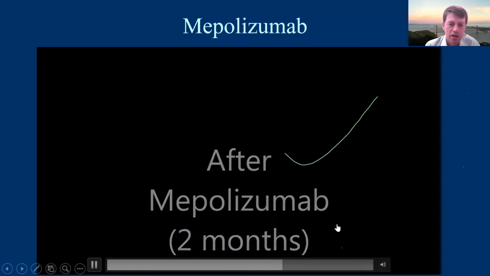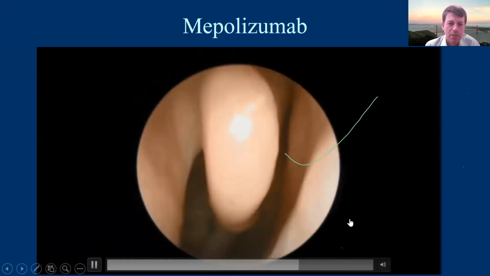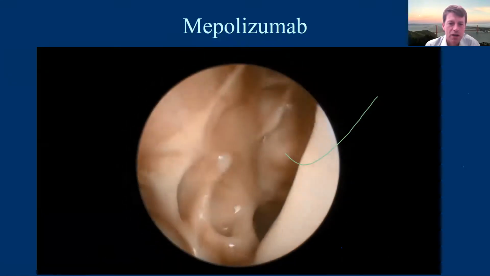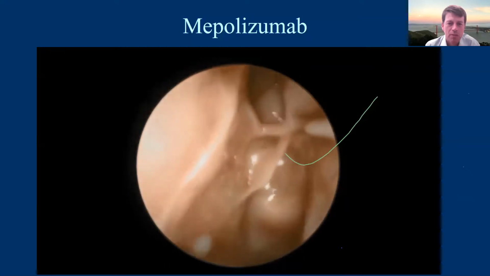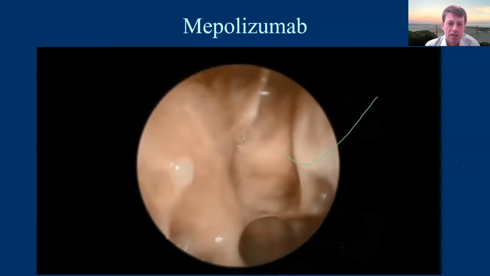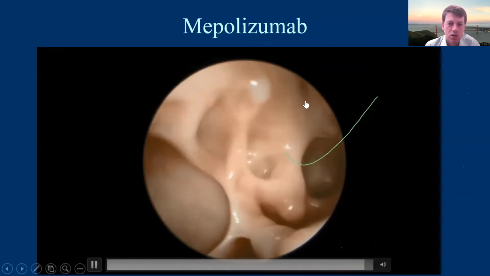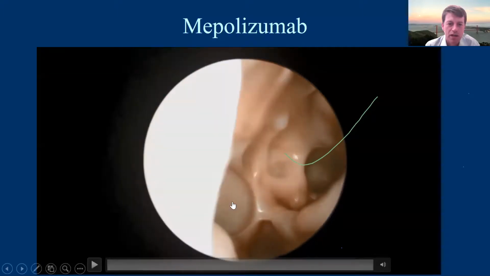She was started on mepolizumab. She had significant asthma as well, and we see really a marked improvement or resolution of her disease here. We can see the surgery that we did to widely expose her ethmoid cavity, maxillary sinus, sphenoid sinus, and we saw her frontal sinus up there before.